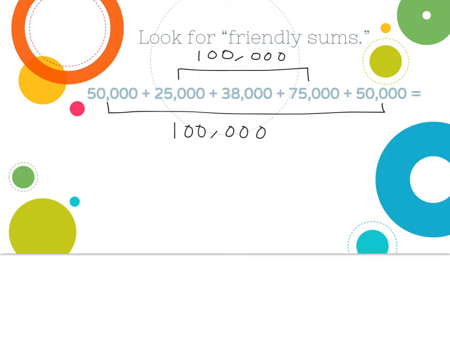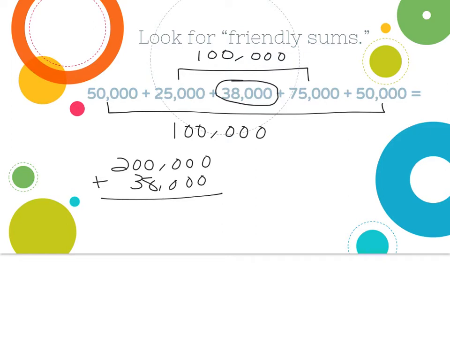Now I've got 100,000 plus 100,000 and this 38,000 that's left over. 100,000 plus 100,000 is 200,000. And when I add 38,000 to that, I can do that in my head. I'm only writing this out so you can see what I'm thinking. But 200,000 plus 38,000 is just like 200 plus 38, or 238, and then the 1,000 on the end.